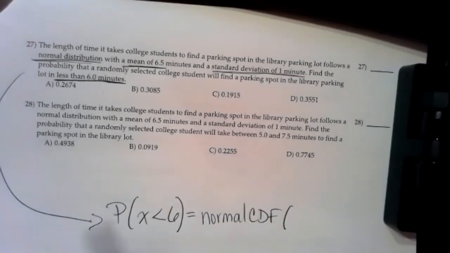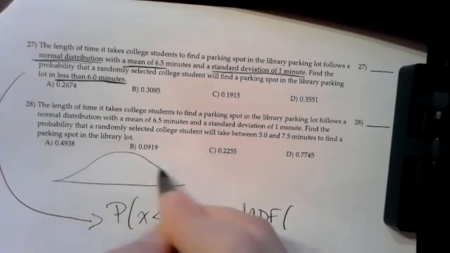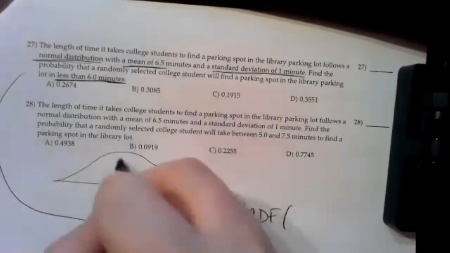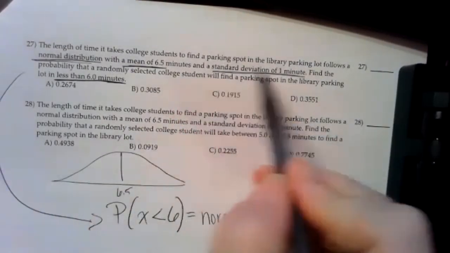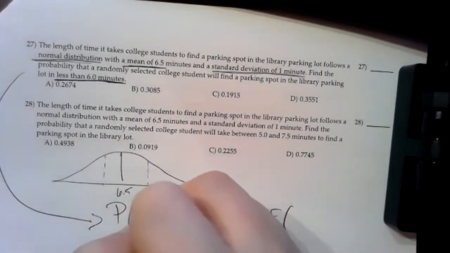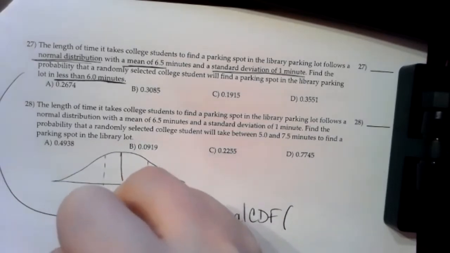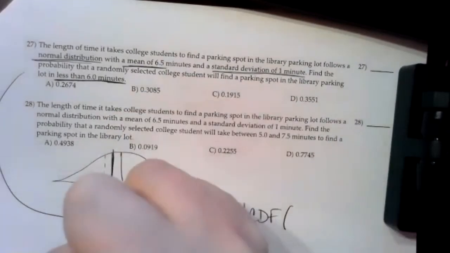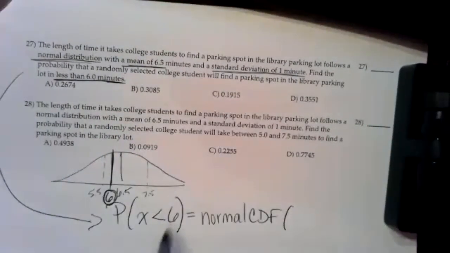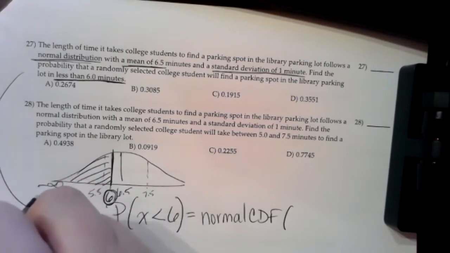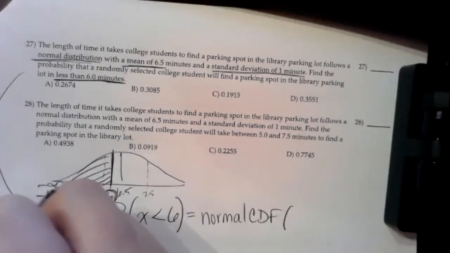Now, if I'm doing a mini sketch right here, the mean was 6.5 and the standard deviation is 1. So I would put 7.5 on one side and 5.5 on the other. My 6 that they're talking about is going to be about right here. And it's less than 6, so I've got to be to the left. That means my other end down here is negative infinity, or negative 1e99.